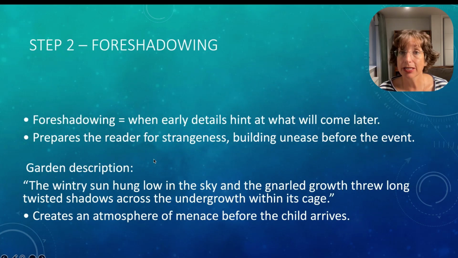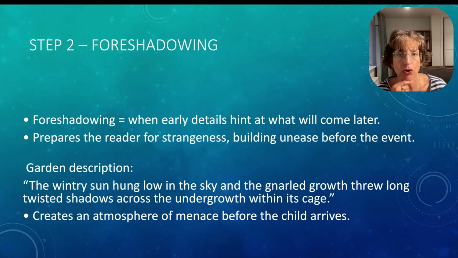Another technique which I would really suggest that you look at is foreshadowing. Foreshadowing is when there are early details in the passage which hint at what will come later. In this case, it prepares the reader for strangeness, building unease before the event. So here we've got the garden description: the wintry sun hung low in the sky, and the gnarled growth threw long twisted shadows across the undergrowth within its cage. This does create an atmosphere of menace before the child arrives.